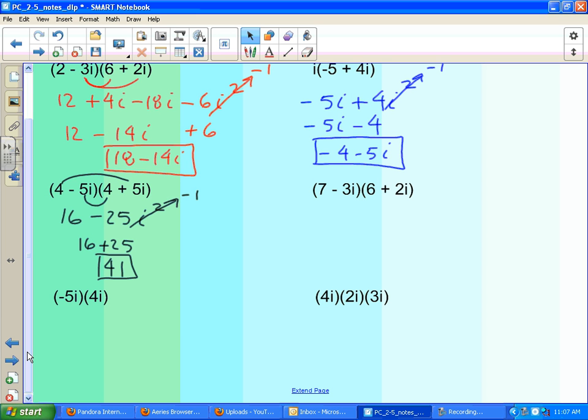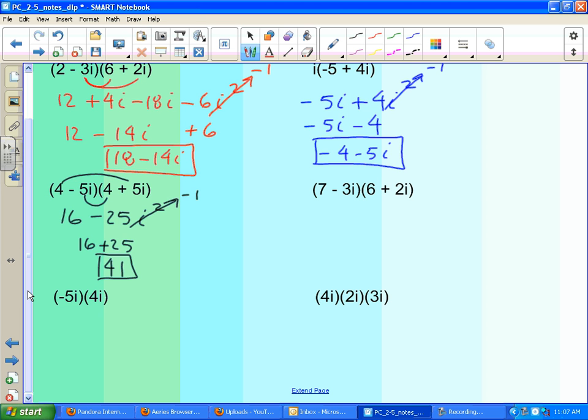He has 36 minus 4i. What do you have? Anyone have anything different than 36 minus 4i? What do you have, Jake? 48 minus 4i? All right, let's see what happened here.